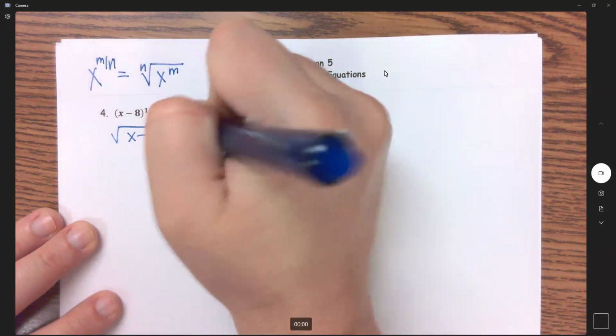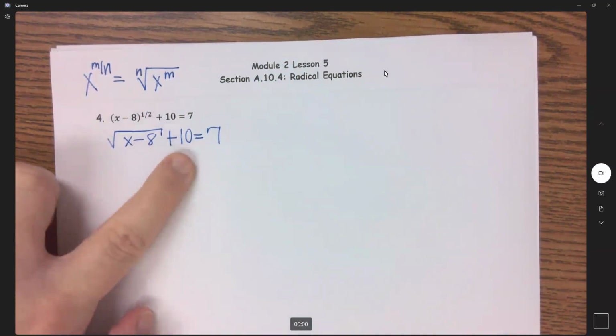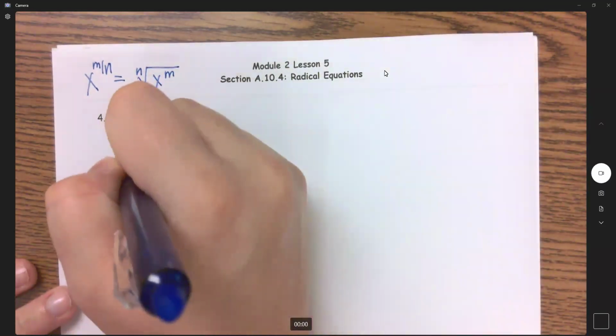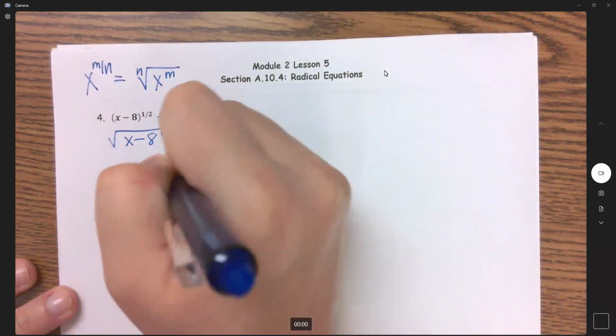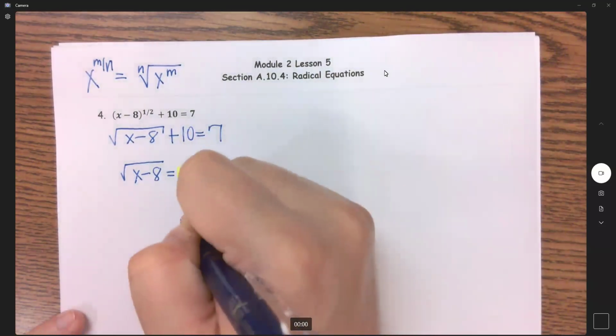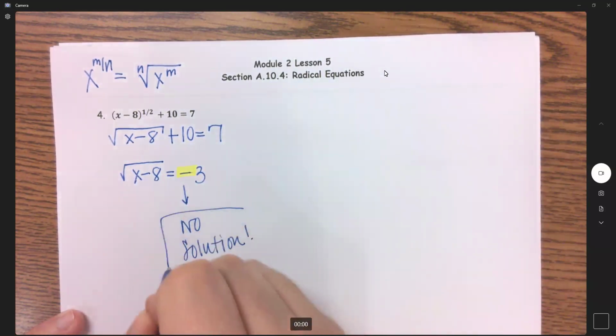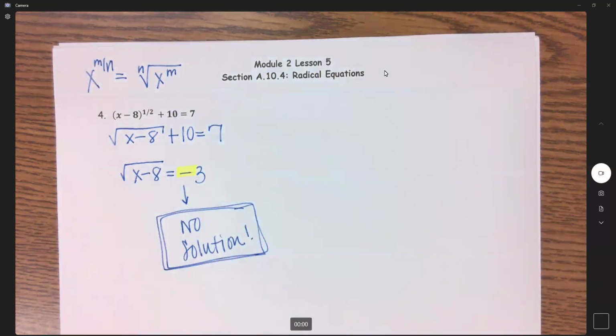And then we have plus 10 equals 7. So now it looks the way the other ones did. The first step is to isolate. So I have a radical plus 10. Let's subtract that 10 over. And we get the square root of x minus 8 equals -3. And that should, ding, ding, ding, ring a bell. Because this square root equals a negative, this means no solution. So if you can recognize that, it will save you a little bit of time.